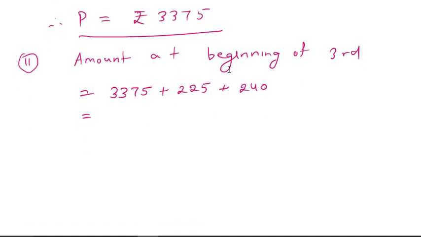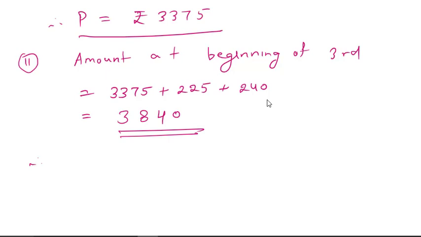So 5 plus 5 is 10, 0. Then 4 plus 2 is 6, 6 plus 7 is 13, plus 1 is 14, 4. 1 carry is there. So 2 plus 2 is 4, plus 3 plus 1 is 8. So this is 3840. This is the amount at the beginning of the third year.